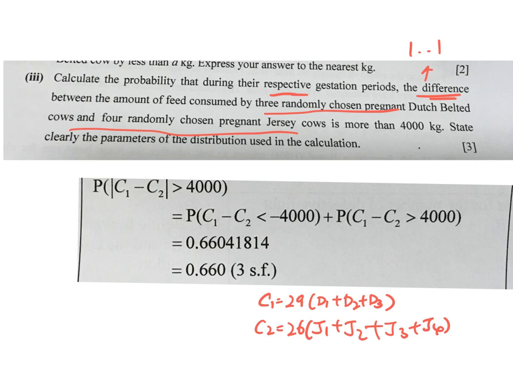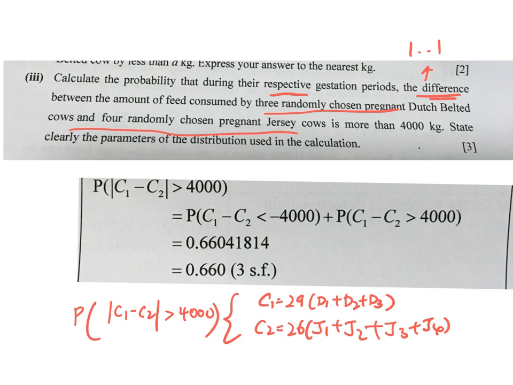Then in the end, what are we finding? We are finding the probability that the difference between these two costs is more than 4,000. We don't know who's bigger. To do it properly, first your variables have to be correct. I mean, your answers and parameters have to be correct, because if they are wrong, then we cannot even talk about solving anything.